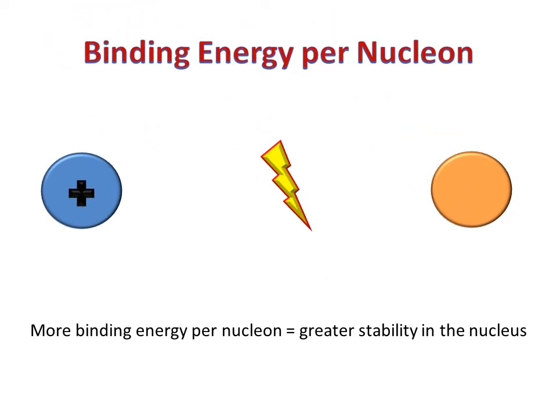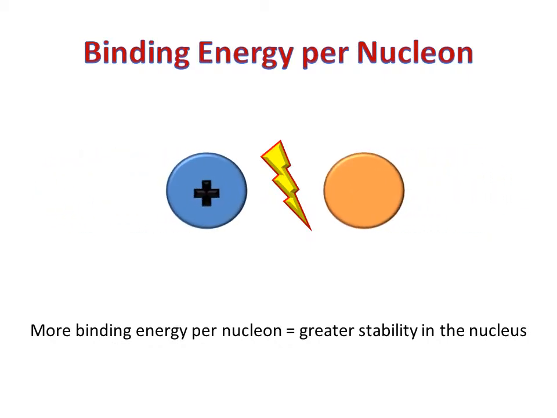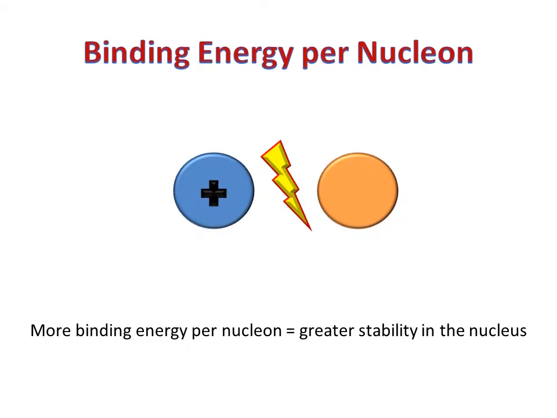The binding energy per nucleon can be easily found by dividing the total binding energy by the number of particles in the nucleus. The more binding energy in the nucleus, the greater the stability of the atom.